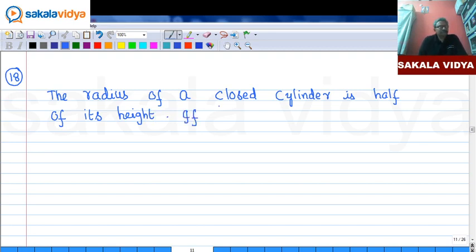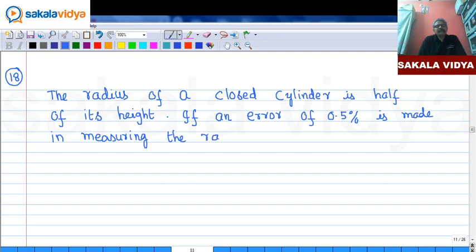If an error of 0.5% is made in measuring the radius, the percentage error in its surface area.